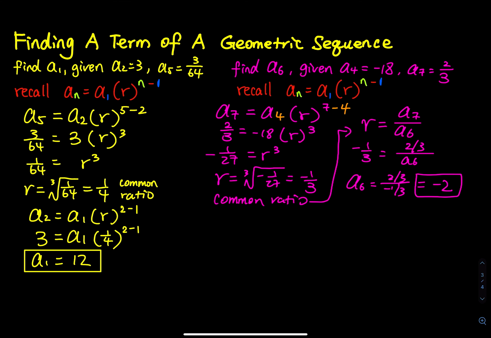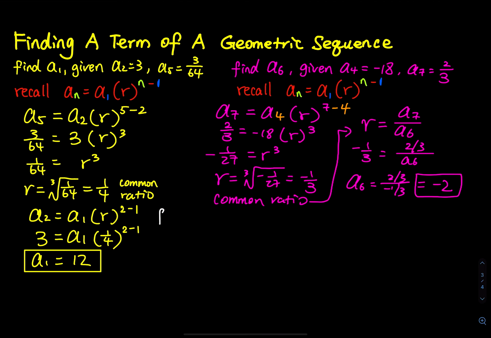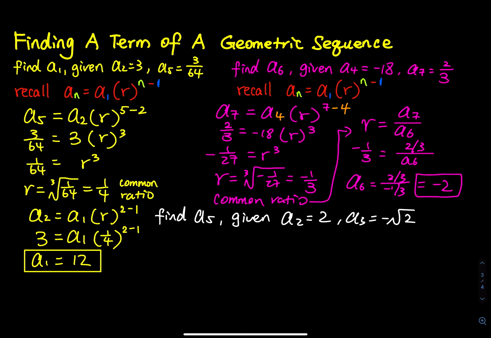That is the answer to the second question. And then the last question, I am going to do this in white. So we have to find a5, given a2 and a3. a2 is equal to 2 and a3 is equal to -√2. All right, so we have a2 and a3, and we can find r immediately.